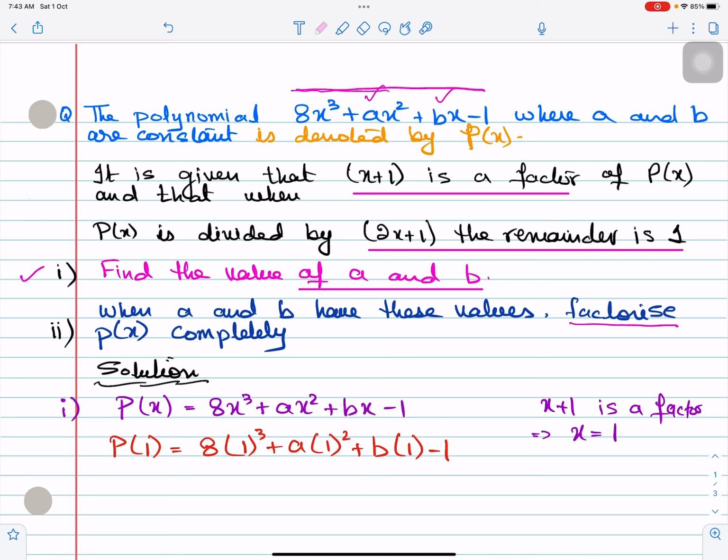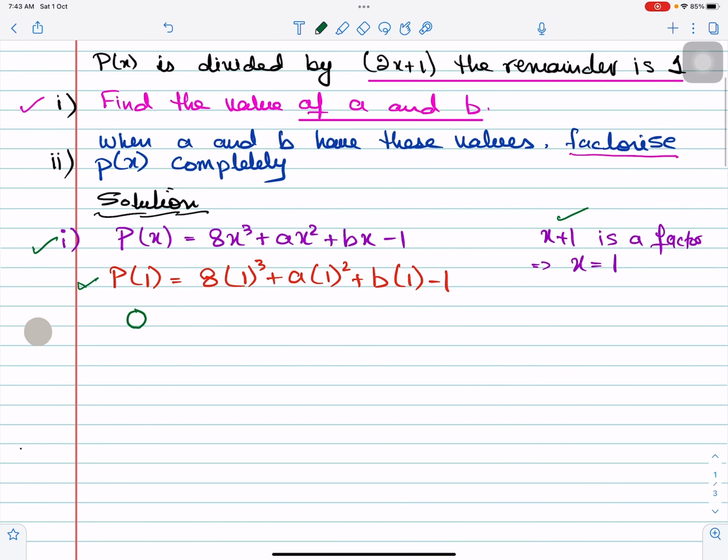So p of x is equal to 8x cubed plus ax squared plus bx minus 1. When a polynomial is given and you are told that x plus 1 is a factor, it means the value of x you get from here, minus 1, substituted here, will give you remainder 0. So in place of p of minus 1, you can write 0 here, and then you can simplify it.